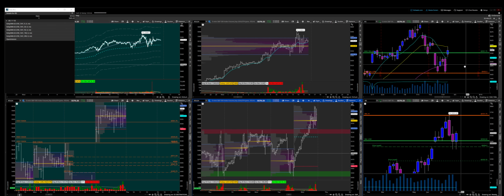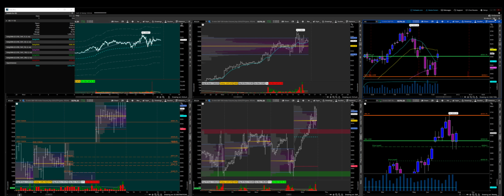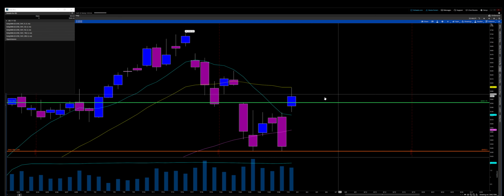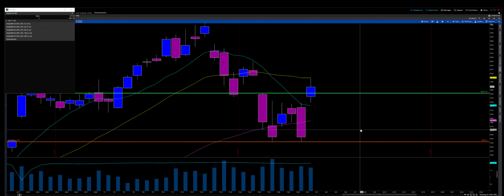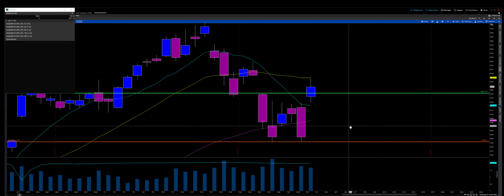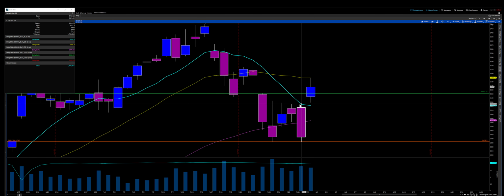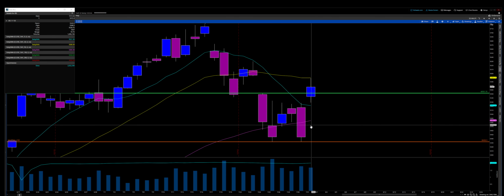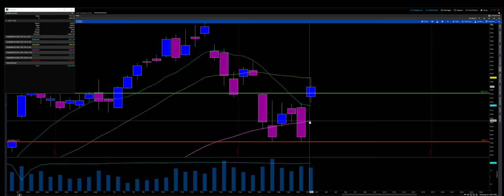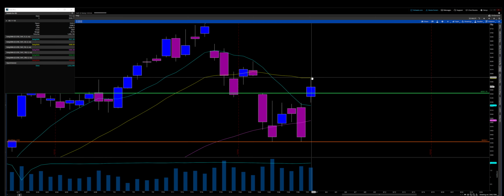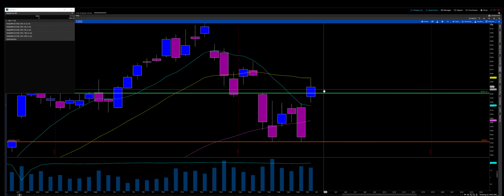So let's go ahead and break down our daily time frame right quick. Look at our daily, and then we'll look at our weekly and kind of show what's going on there. So right here, we're looking at our daily time frame. You have in blue the 9 simple moving average. Purple is the 50 simple moving average. Yellow is the 20 simple moving average.